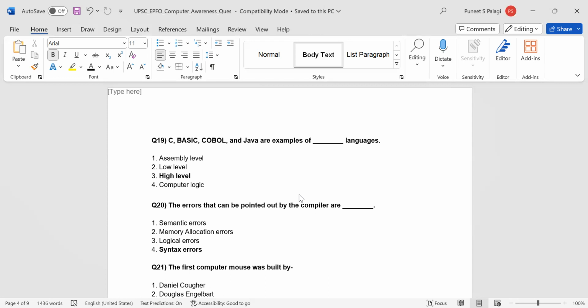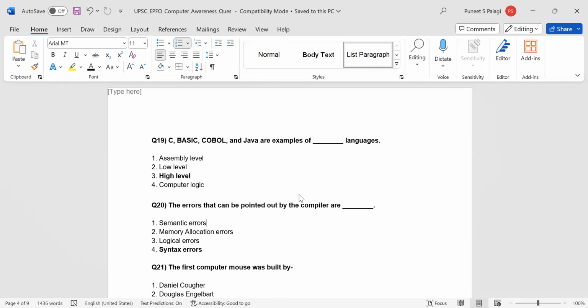Okay, so the errors that can be pointed out by the compiler are called syntax errors. Now, let's talk about semantic errors also. Semantic errors means logic of the program. You have written the structure of the program correctly, but the logic of the program is incorrect. The compiler can only identify syntax errors. It cannot identify the logical errors because it's a machine, right?